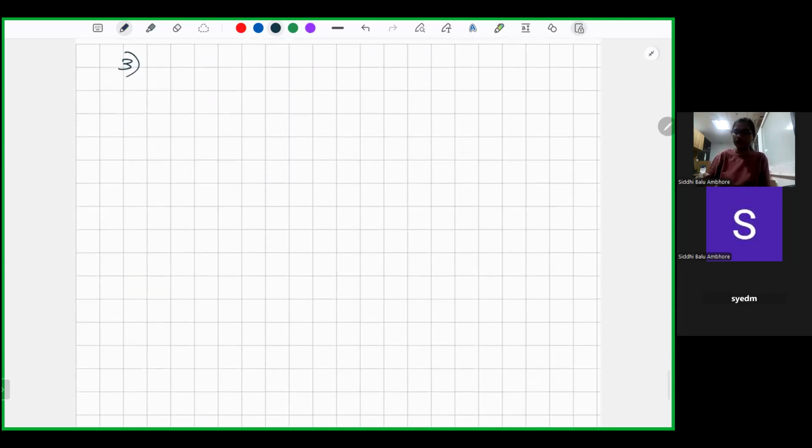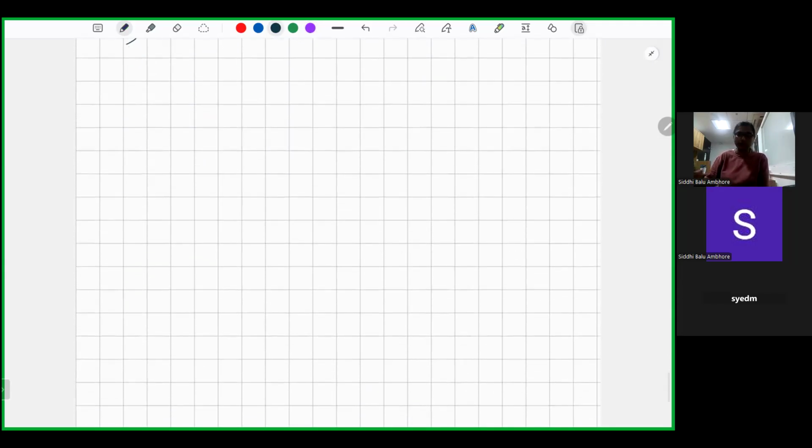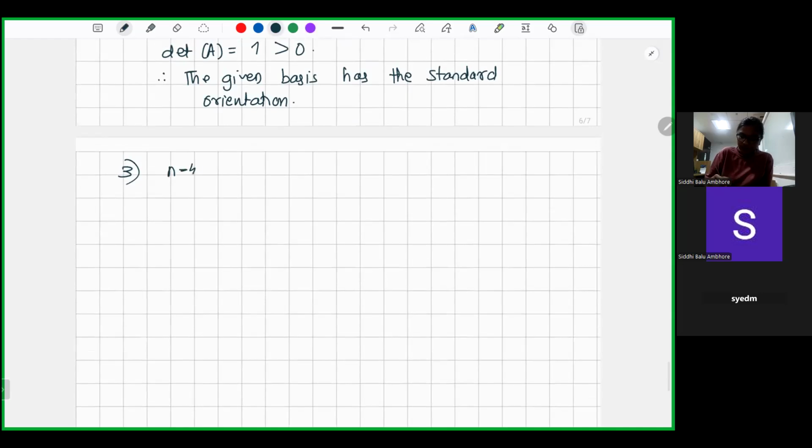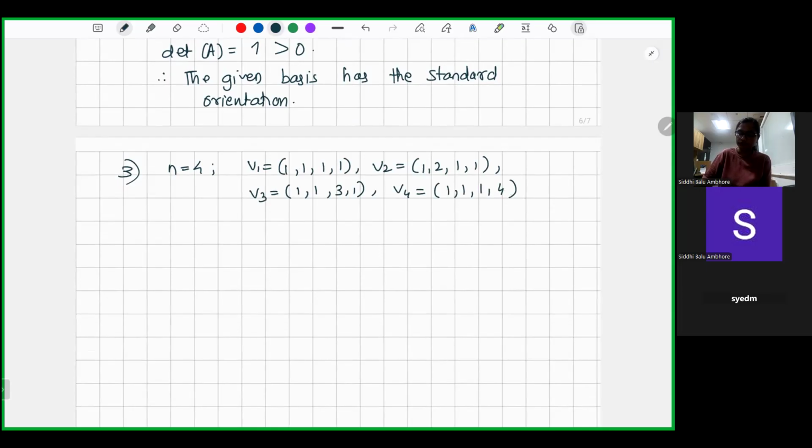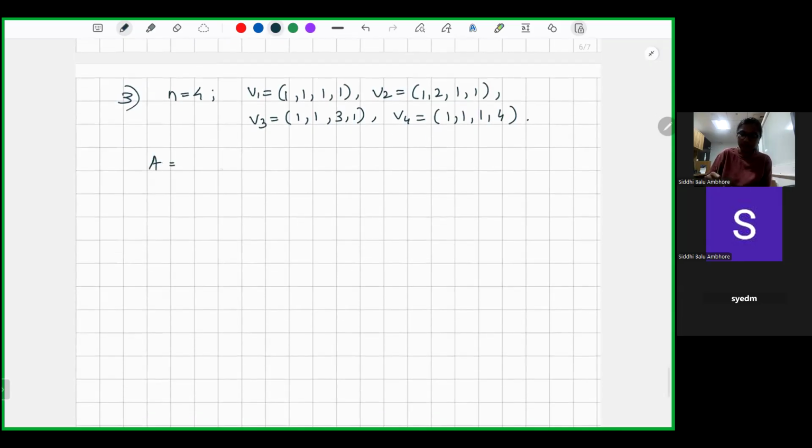And next is similar, the 4 cross 4 matrix. It will be n is equal to 4, and my V1 is 1, 1, 1, 1. V2 is 1, 2, 1, 1. V3 is 1, 1, 3, 1. And V4 is 1, 1, 1, 4. And my A becomes now this. I'm explicitly writing A here because it is 1 1 1 1, 2 1 1, 1 1 3 1.